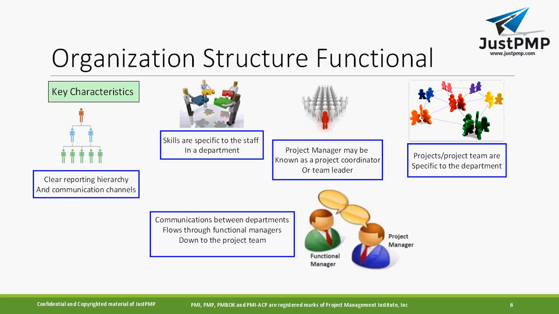What are the key characteristics? First thing, clear reporting hierarchy and communication channel. It's very clear, they are going to report to the function manager in the functional organization. Skills are specific to the staff in the department, those who are working in accounting, those who are working in marketing. Their skills are specific to their department.